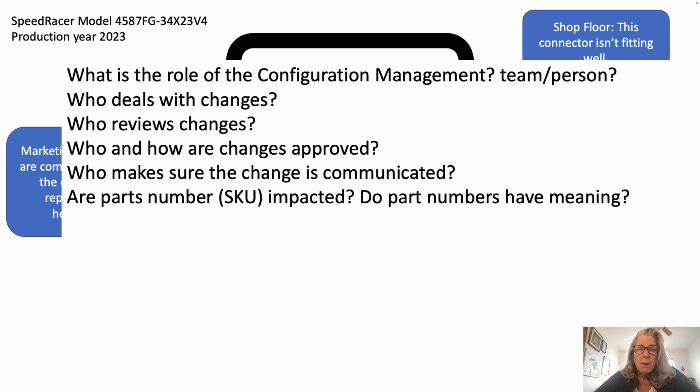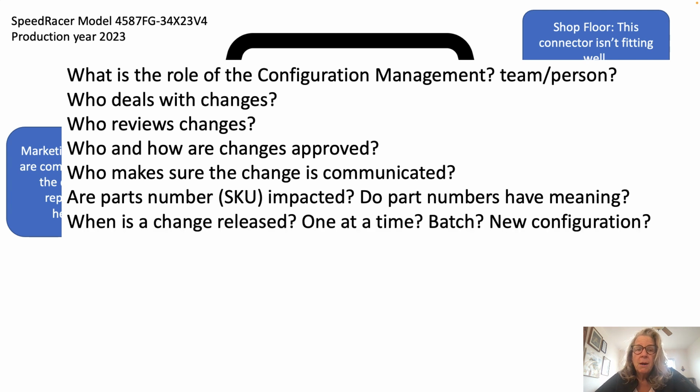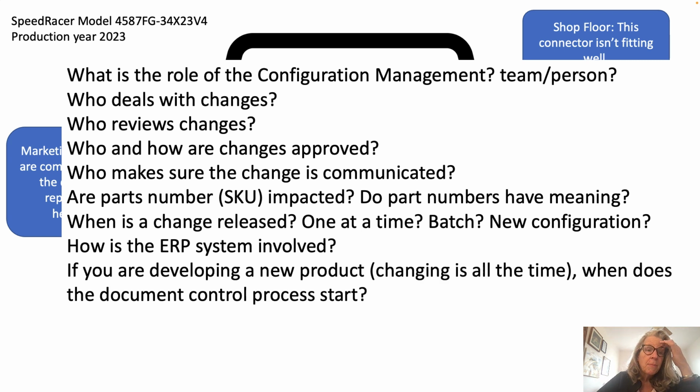Are the part numbers, the SKUs, the stock keeping units, impacted? And do part numbers have meaning? So what is the meaning of the part number? And do they indicate particular configurations? When is a change released? Are they released one at a time? Are they batched? Is there going to be a brand new configuration, which is multiple changes in a product? How is the ERP system involved? Usually ERP systems help manage this configuration process, and there are workflows defined in the ERP system.